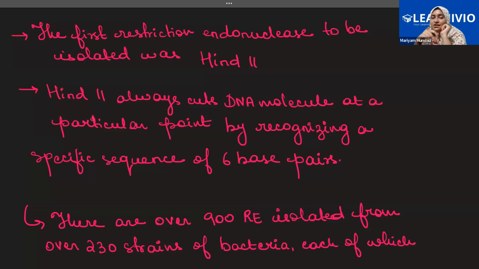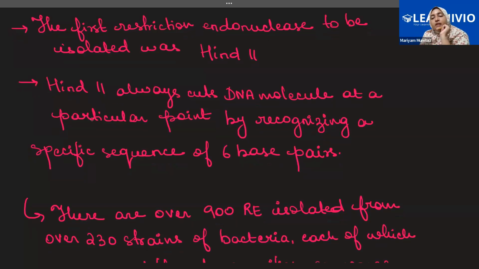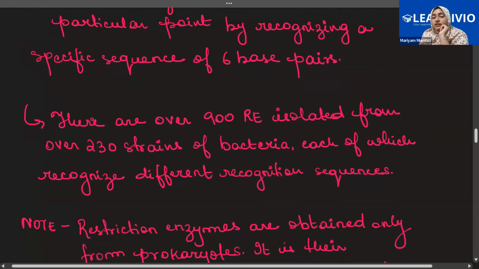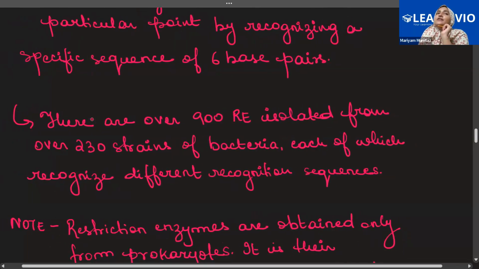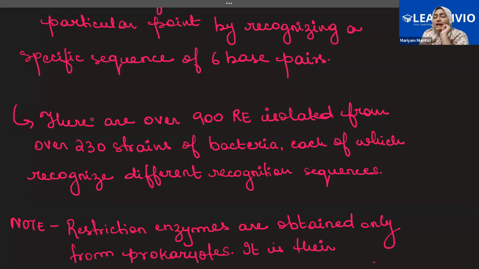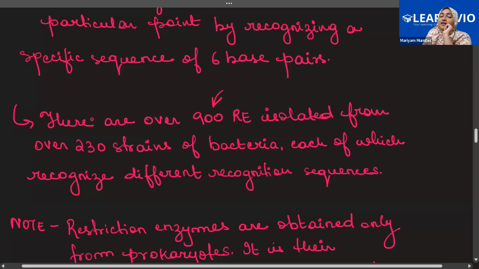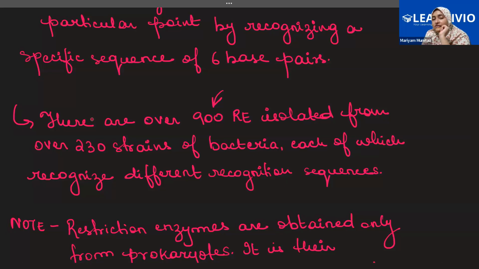Some of them I have mentioned later on. So it's not necessary to remember all of them, but one or two you should remember. Now talking about how many restriction enzymes there are and where we got them from: remember that there are over 900 restriction enzymes that have been isolated, and that too from over 230 strains of bacteria.